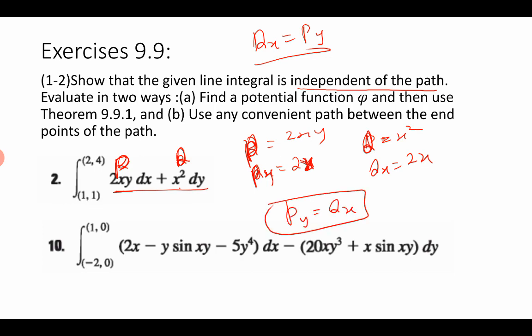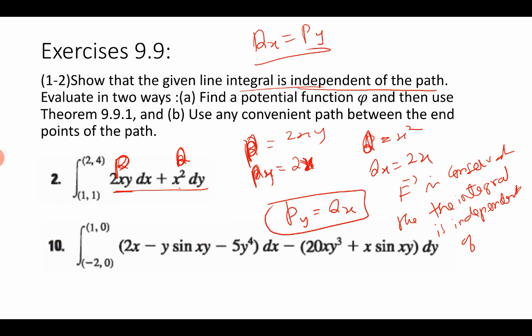So for question number 1, show that the given integral is independent of path. If it is conservative, obviously it is independent of path. Therefore F vector is conservative, then the integral is independent of the path. The first answer is done.